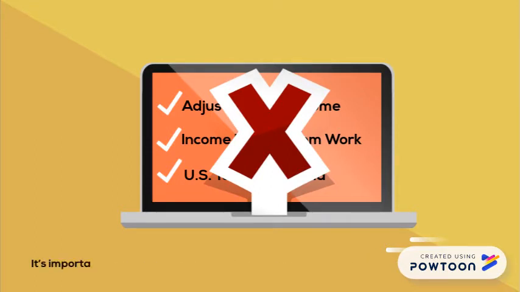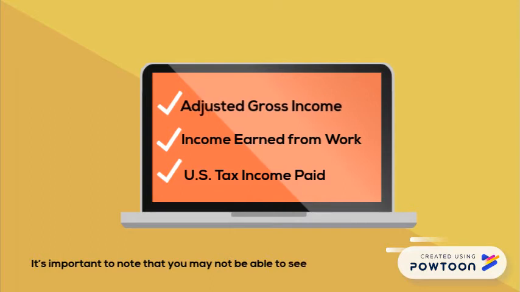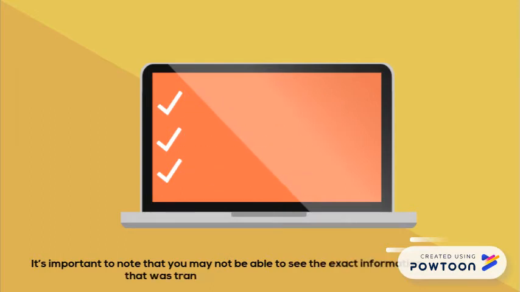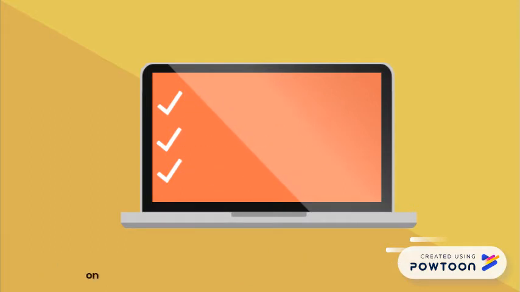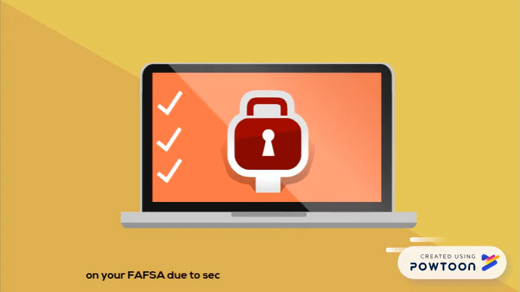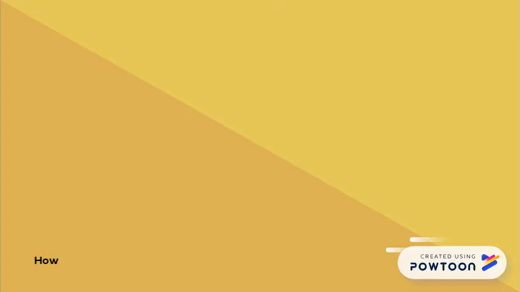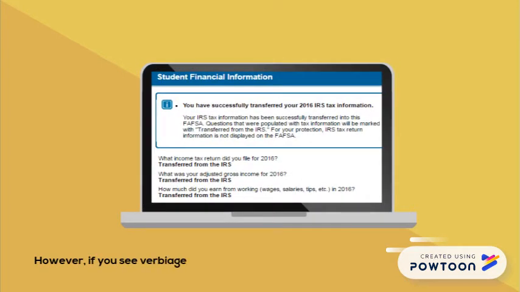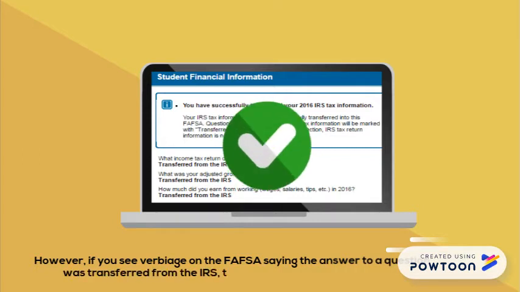It's important to note that you may not be able to see the exact information that was transferred over from the IRS on your FAFSA due to security protections within the FAFSA. However, if you see verbiage on the FAFSA saying the answer to a question was transferred from the IRS, then the process worked correctly.